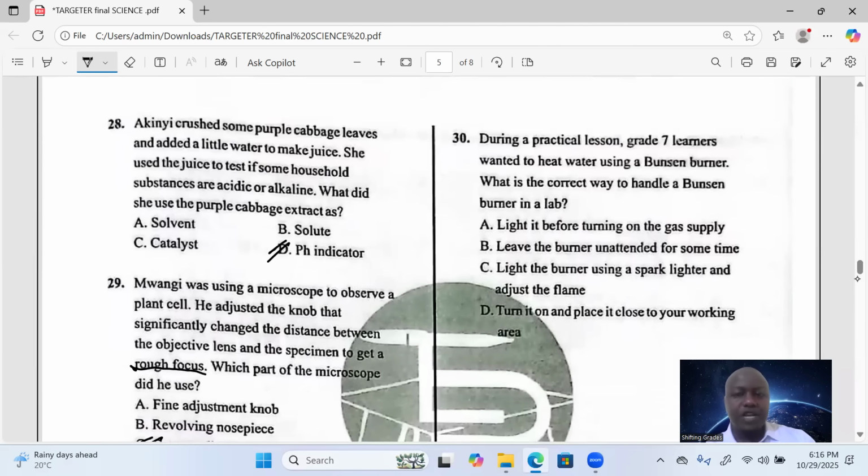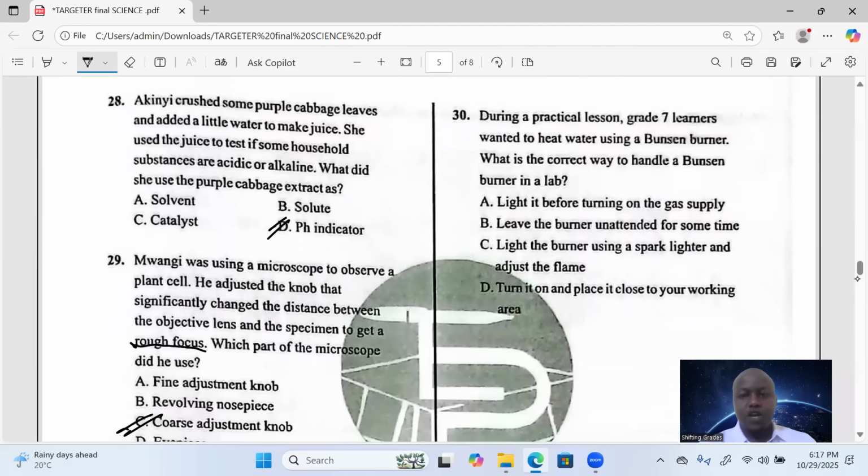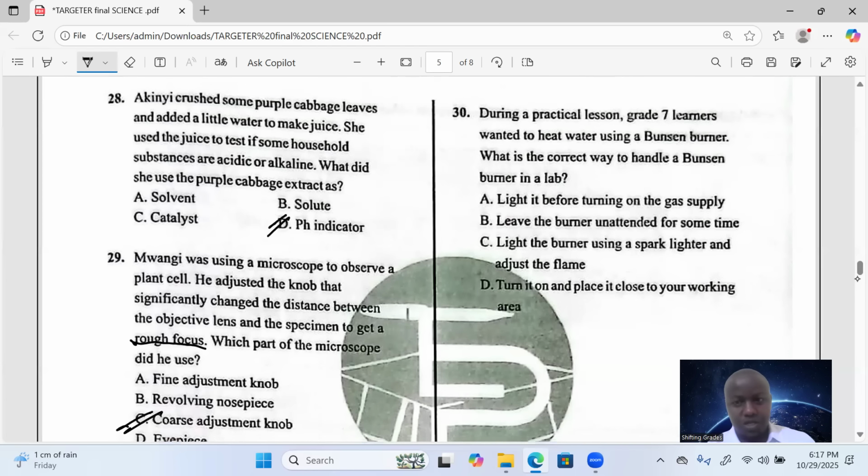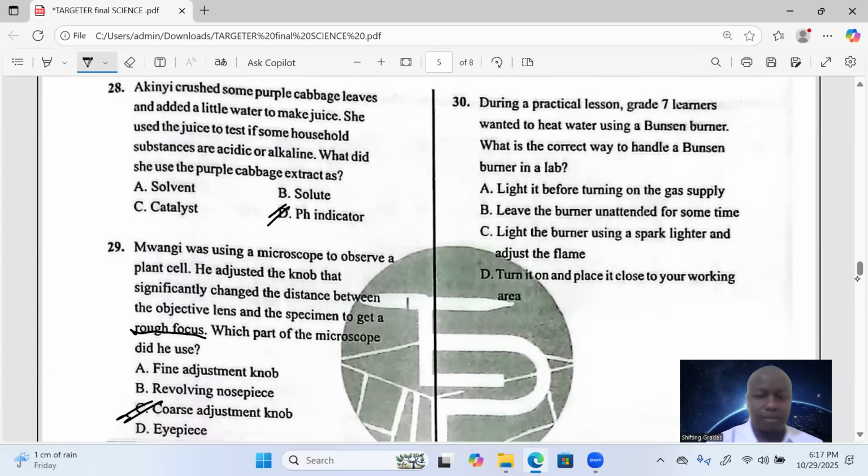Look at that. During a practical lesson, grade 7 learners wanted to heat water using a Bunsen burner. What is the correct way to handle a Bunsen burner in the lab? As you handle a Bunsen burner, what you focus on most is safety. Are you safe? Are the other users of the lab also safe? This is a source of heat, so you're supposed to be very, very careful.